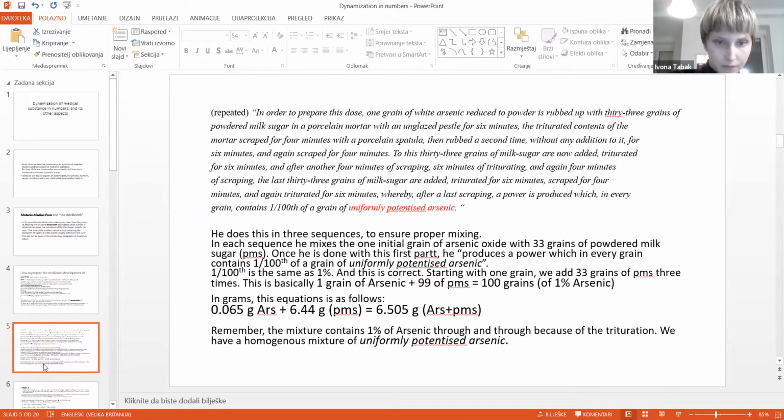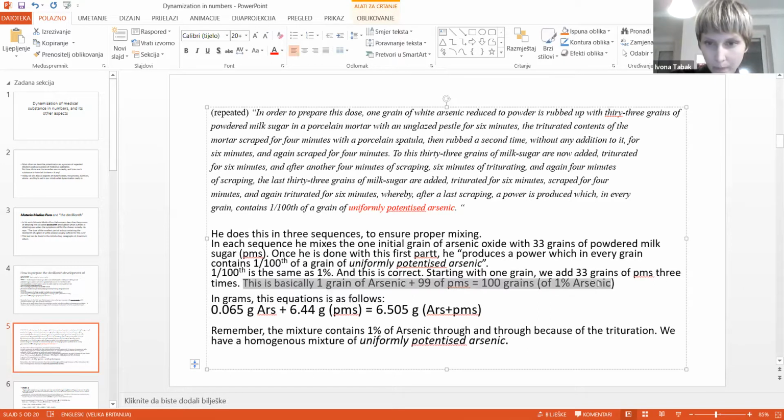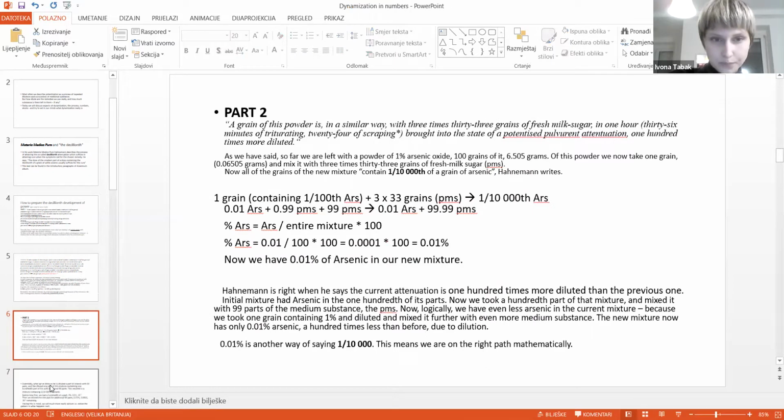I've actually started calculating this in grams already. By the end, we have 6.5 grams of this mixture. And this contains, if we calculate all of this, you see the equation here. The numbers are quite clear. We have 1% of arsenic, which is the same as Hahnemann says, 1/100th of a grain. And it's uniformly potentized, so it's homogeneous. And then we go to part 2.